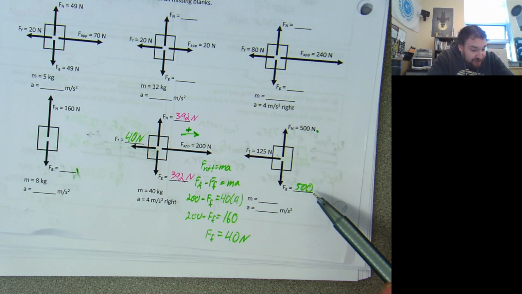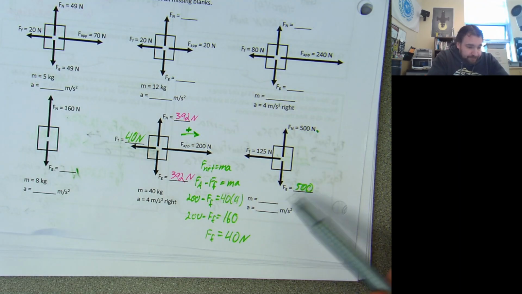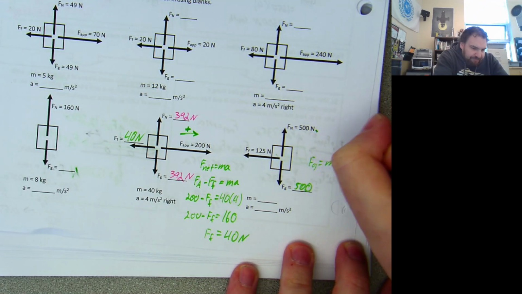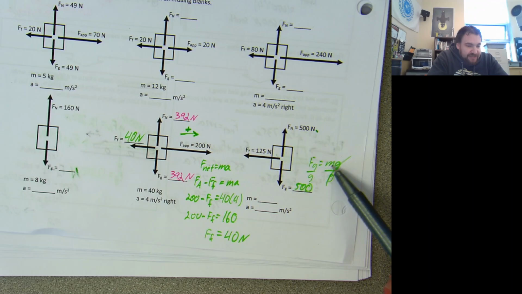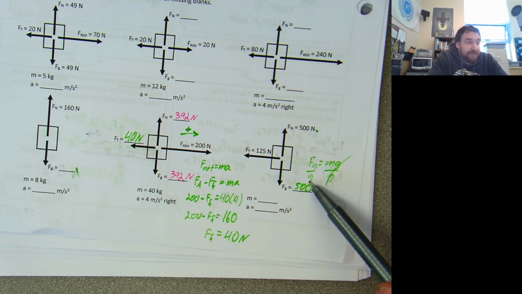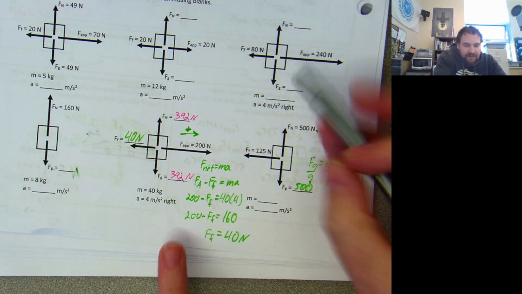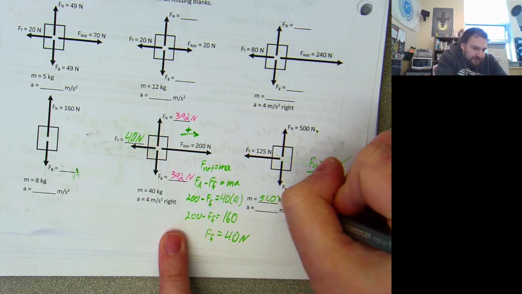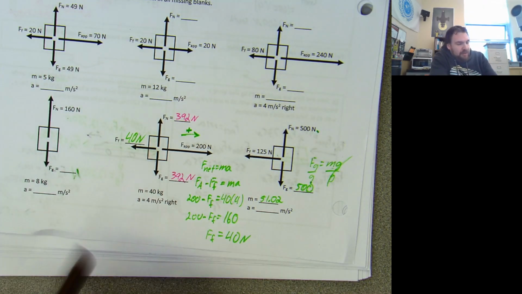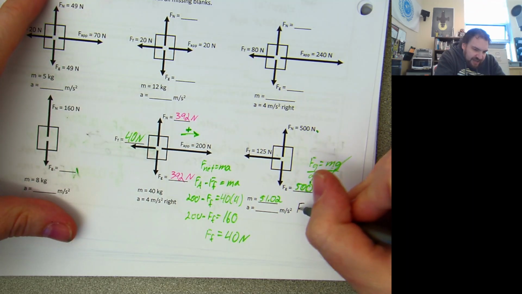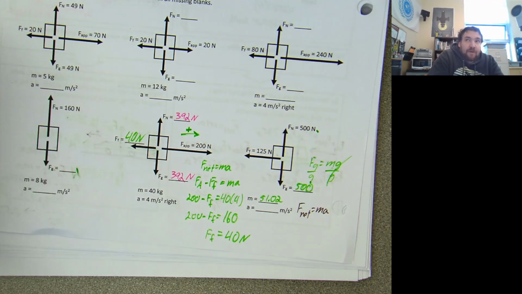So then if Fg is 500, what's the mass going to be? Fg is equal to mg. So to find m, I'm just going to divide both sides by g. So mass is going to be the force of gravity divided by the acceleration due to gravity. So 500 divided by 9.8 is going to be 51.02. And now we can go ahead and find the acceleration. F net equals ma. What are the forces acting in the direction of motion of our object? There's only one force that could be acting in the direction of motion.